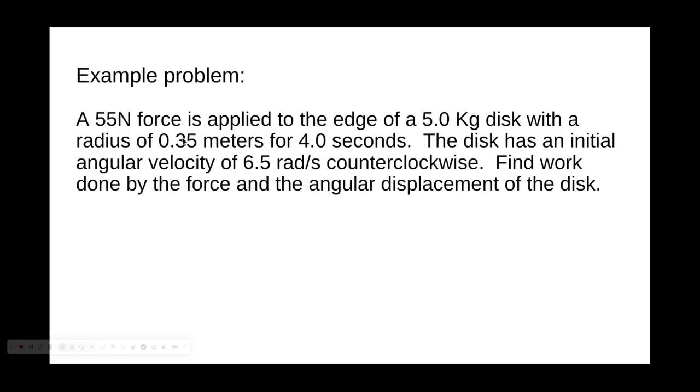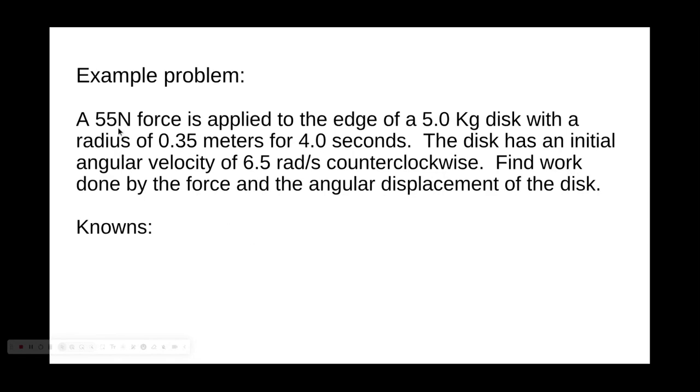So let's look at another example problem. A 55 Newton force is applied to the edge of a 5 kilogram disc with a radius of 0.35 meters for 4 seconds. The disc has an initial angular velocity of 6.5 rads per second counterclockwise. So it's going to be positive. Find the work done by the force and the angular displacement of the disk. You're being asked to find two things, work and angular displacement.